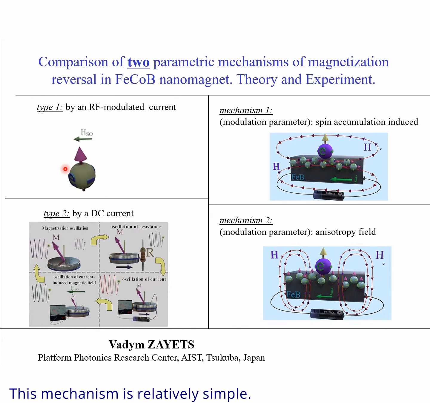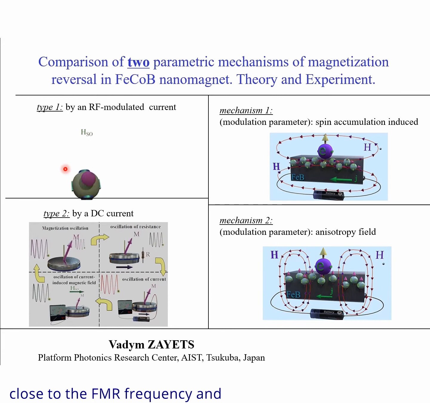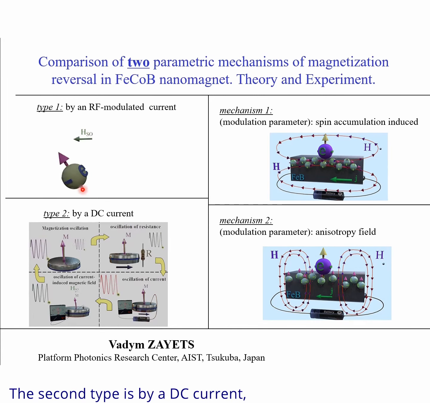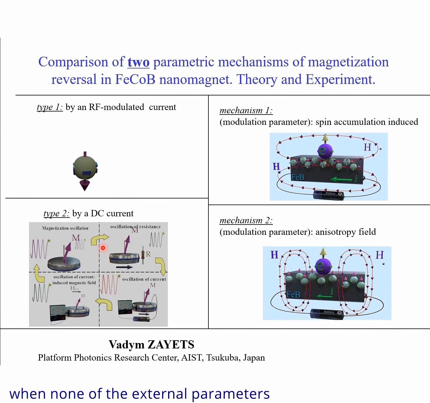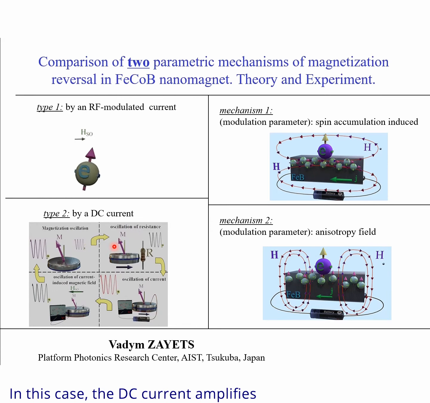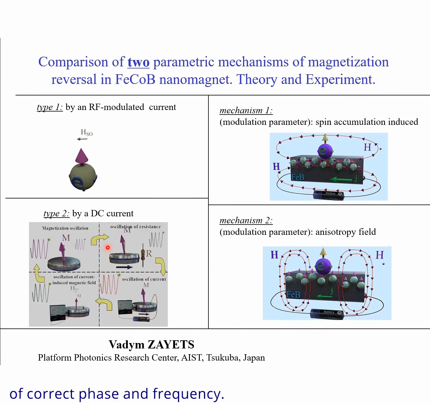For example, when external magnetic field is modulated at frequency close to the FMR frequency, there is a resonance increase of precession angle. The second type is by DC current, when none of external parameters are modulated at RF frequency. In this case, the DC current amplifies a random thermal fluctuation of correct phase and frequency.